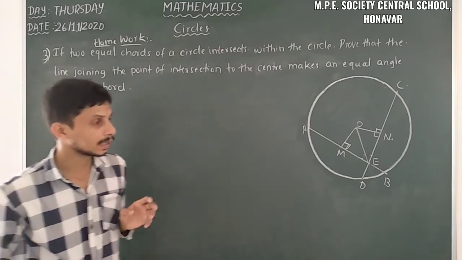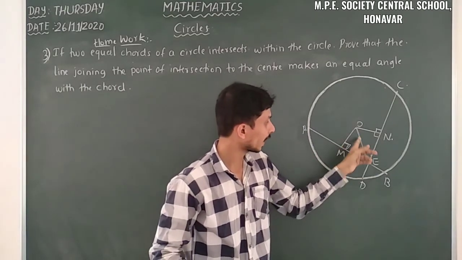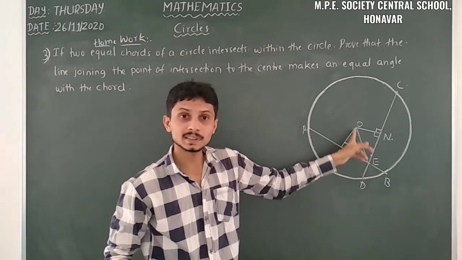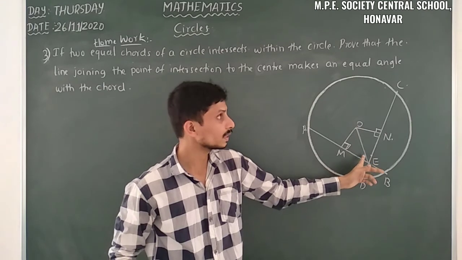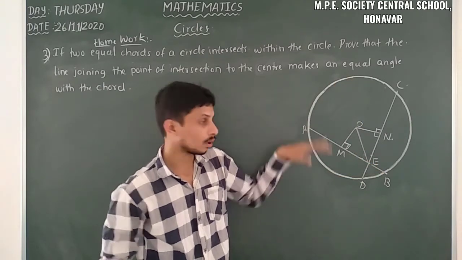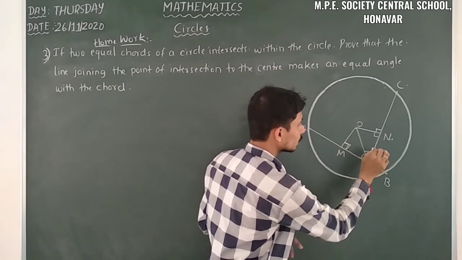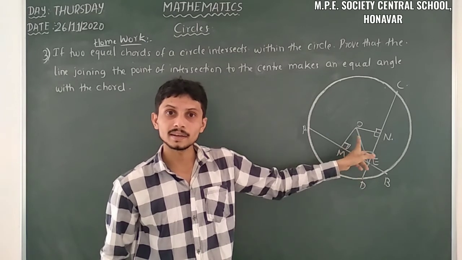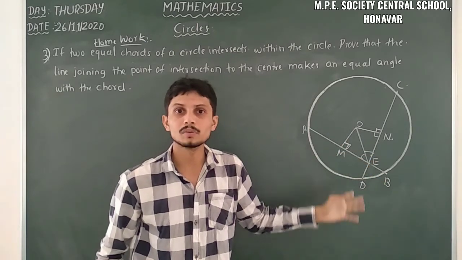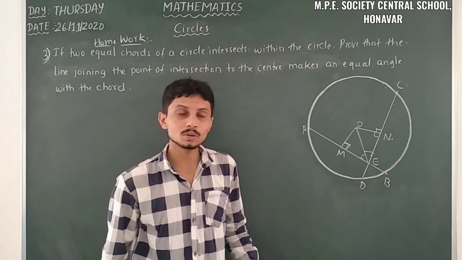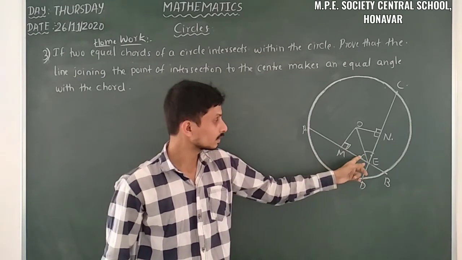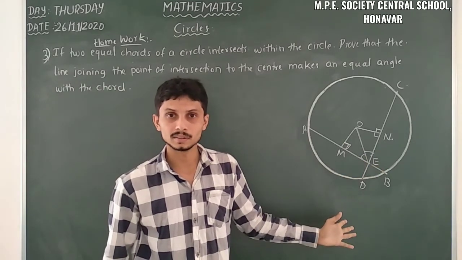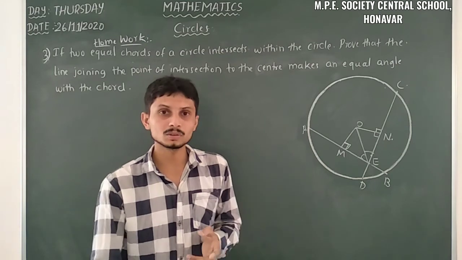That means here what we have to prove is that the line joining the point of intersection to the center makes an equal angle with the chords. That means these two angles are equal, and we have to prove it. So we have to consider those two triangles, write the equalities in those two triangles, use a suitable congruence rule, and then take this as CPCT when the two triangles are congruent. Yes. So I hope you understood these things.